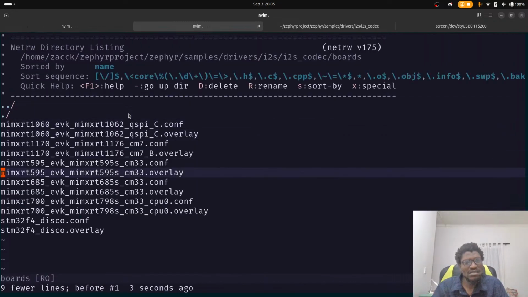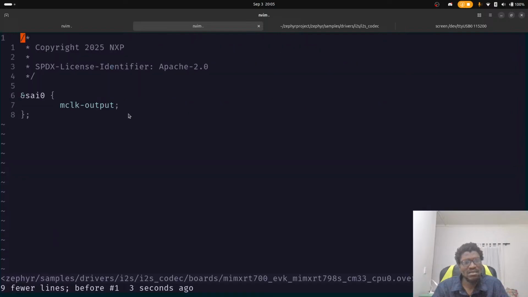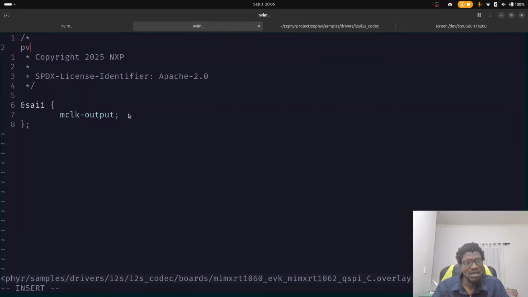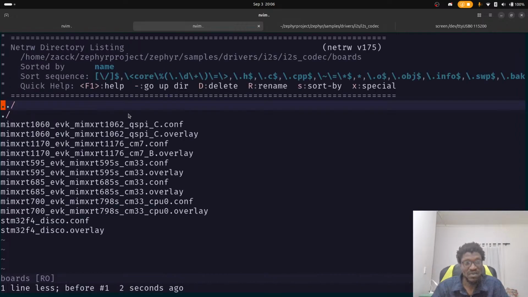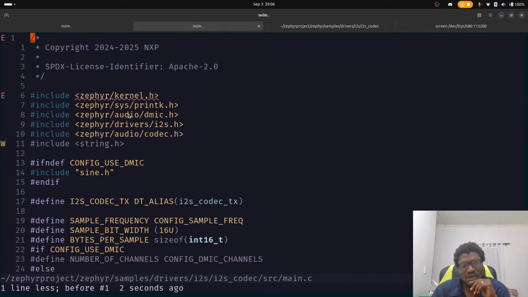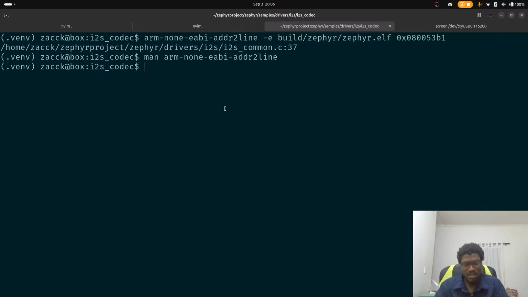So let's look at another one. Let's look at this overlay. Let's look at some other overlay. But let's look at the main. What does the main do? What does the main want? I2S codec TX. That's the one we're looking for. And it is set up.